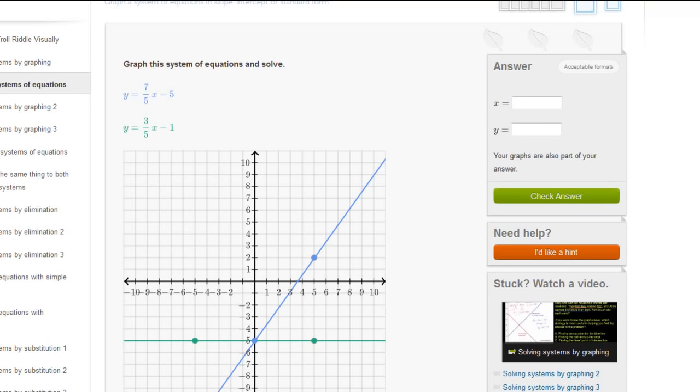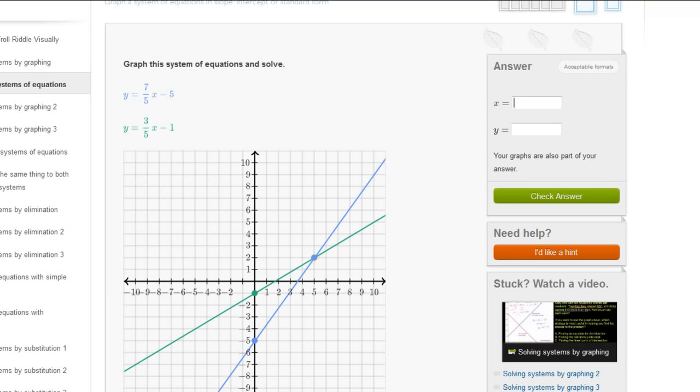So we have when x is equal to 0, y is equal to -1. So when x is equal to 0, y is equal to -1. And the slope is 3/5. So if we move over 5 to the right, we will move up 3. So we will go right over there. And it looks like they intersect right at that point.